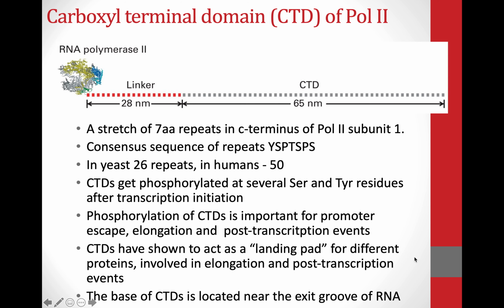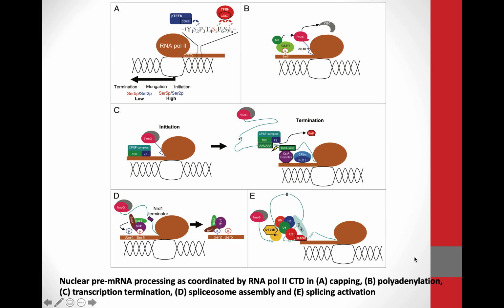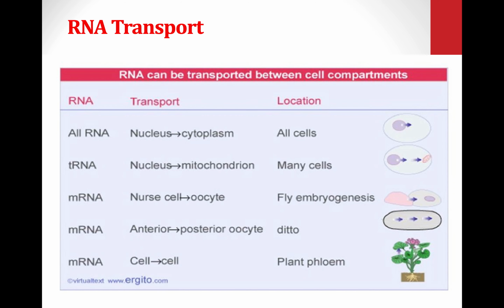And the base of the CTD is of course located near the exit groove of the RNA. So this is a rough diagram showing how the CTD acts as the landing pad, as a place for the capping mechanism, for the polyadenylation, for the transcription termination over here, for the spliceosome assembly, and also for the splicing activation, to cut off your introns and to join your exons.